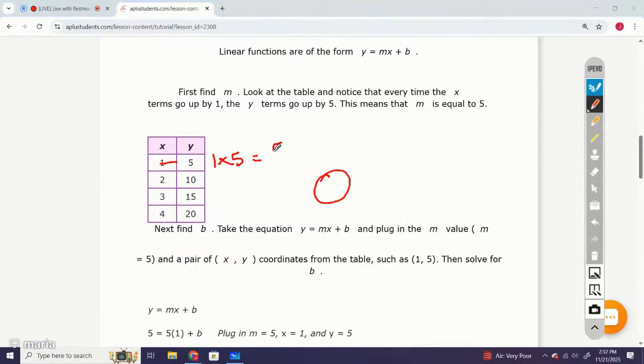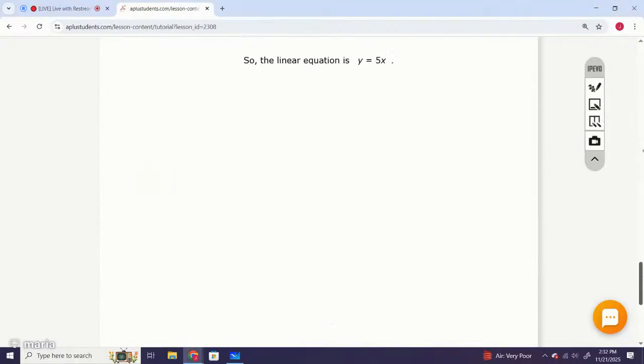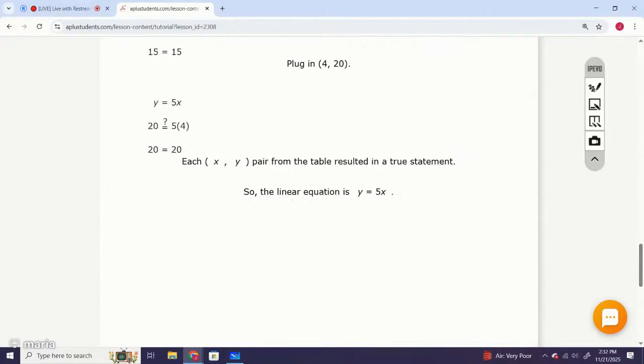Basically, you can see the relationship between the values. 1 times 5 is 5. 2 times 5 is 10. Then we have a relationship between x and y values, right? So the correct option is y equals 5x. The correct option is y equals 5x.